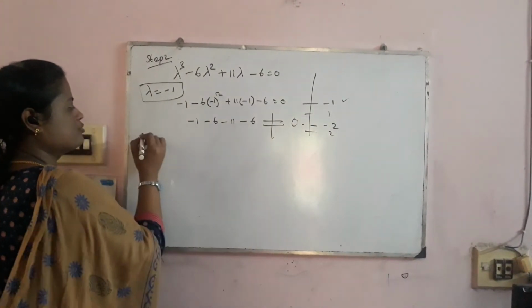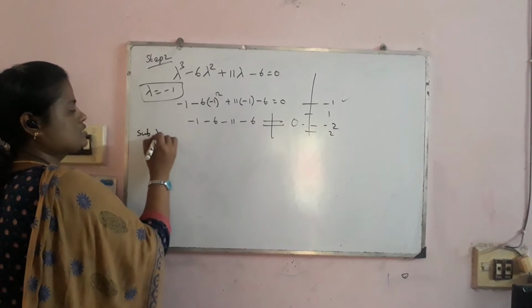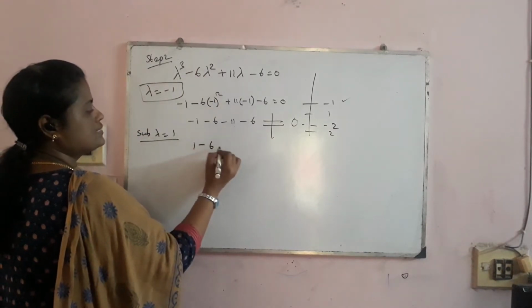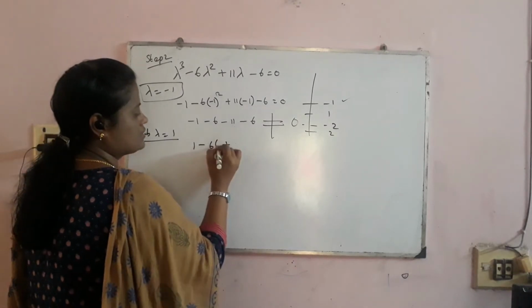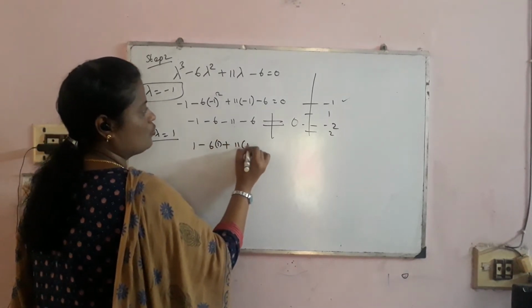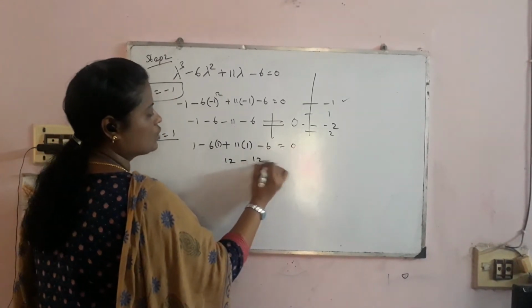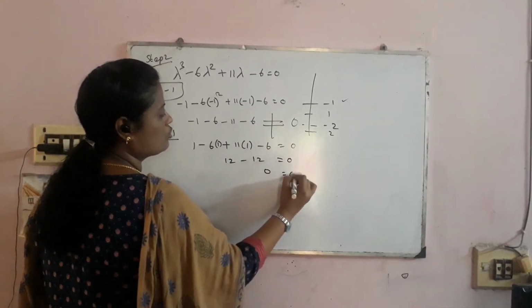So, next I am going to substitute lambda equal to 1. If I substitute lambda equal to 1: 1 minus 6 plus 1 minus 6 into 1 plus 11 into 1 minus 6 is equal to 0. That is 12 minus 12 equal to 0, so 0 equal to 0.